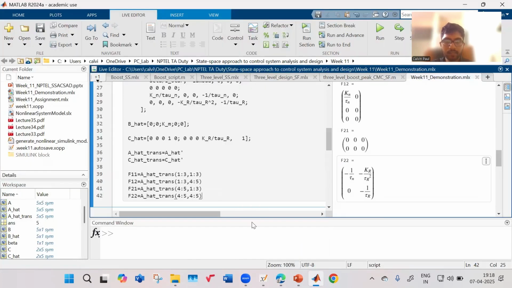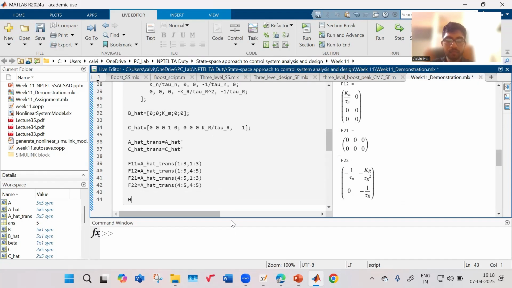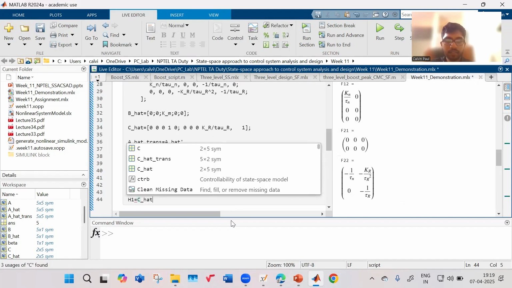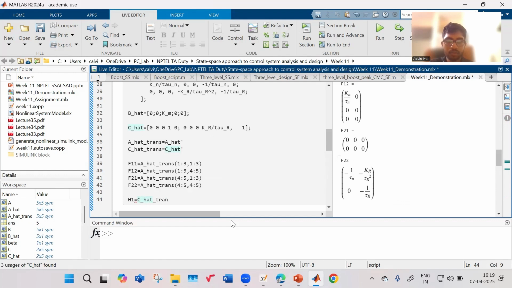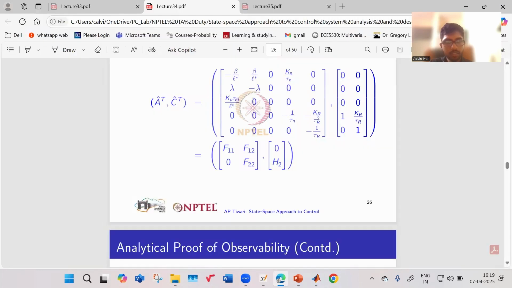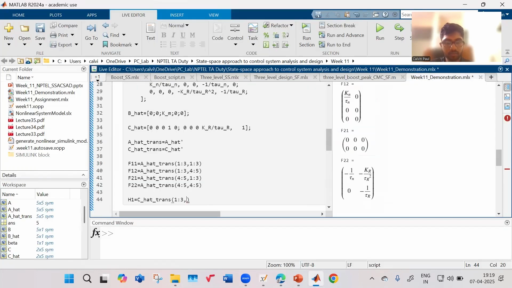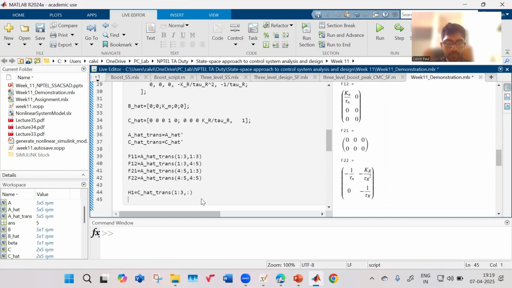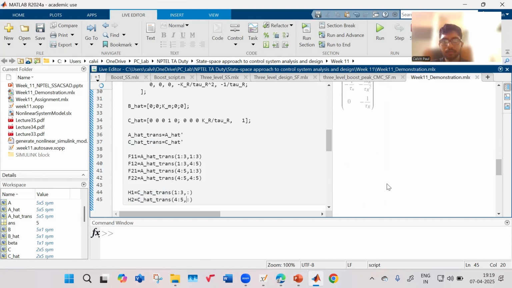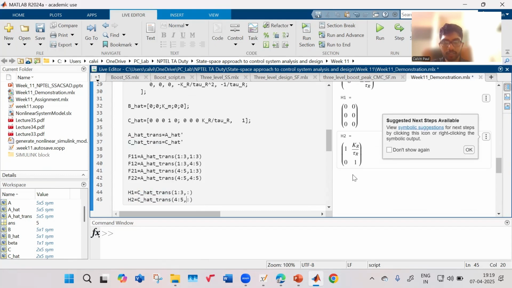Once we have got that, our H1 is C hat transpose. It has all the columns, but only the first and third rows are considered. Similarly, H2 is C hat transpose in the fourth and fifth columns. We will run this section. So this is our H1, this is our H2, which we have got.